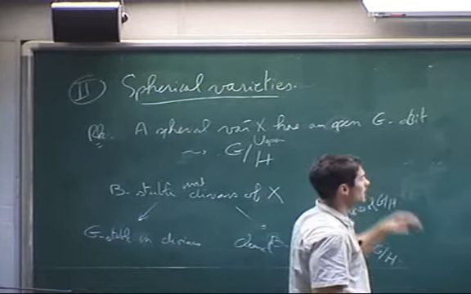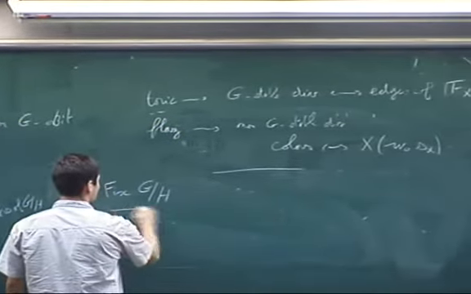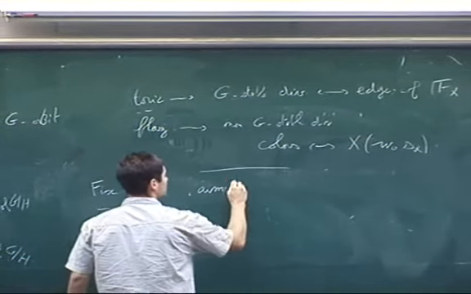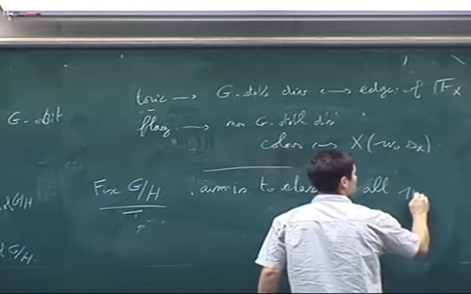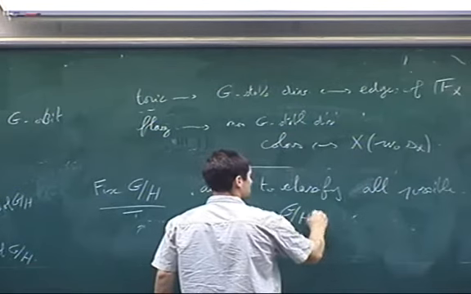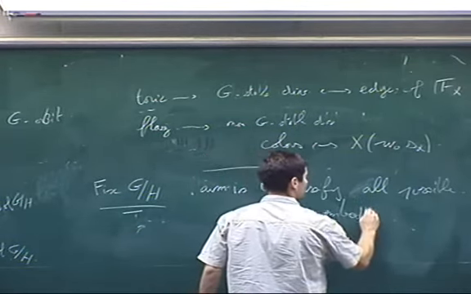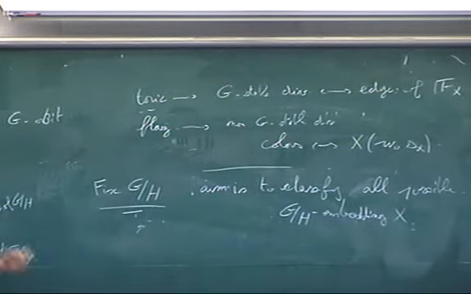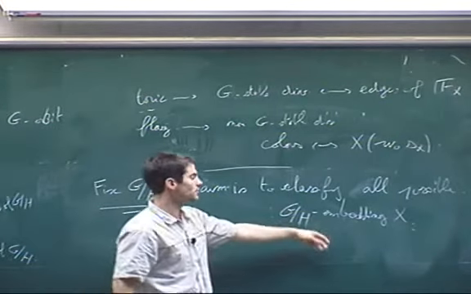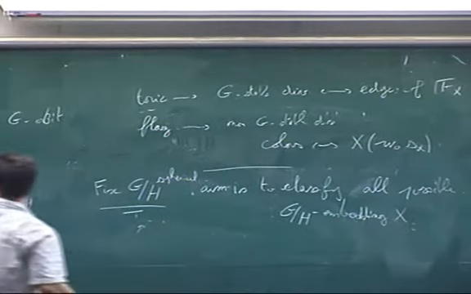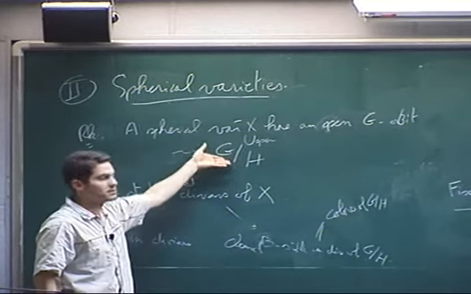So now I would like to classify, so I will fix G mod H, and the aim is to classify all possible X, so all possible G mod H embeddings. It means normal varieties with open orbit isomorphic to G mod H. So I fix G mod H spherical. If G mod H is spherical, then X will also be spherical, because the definition only depends on the open G orbit. The open B orbit will necessarily be in the open G orbit.